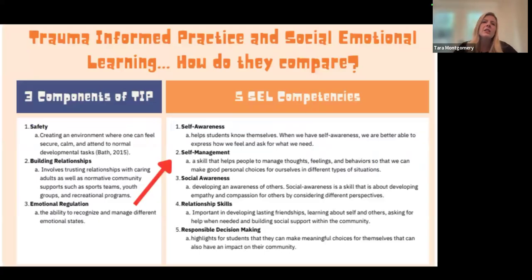And that leads us into trauma informed practice, which goes hand in hand with social emotional learning. So, how do they compare? The three components of trauma informed practice are safety, building relationships, and emotional regulation. Those go hand in hand with our 5 social emotional learning competencies.